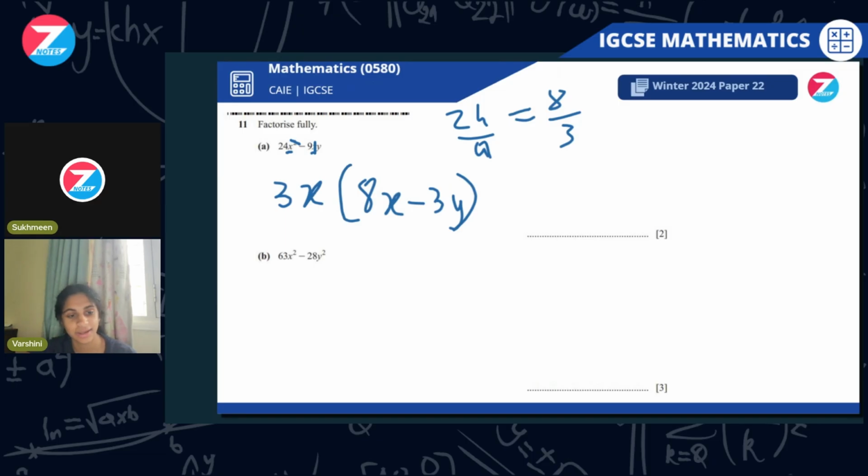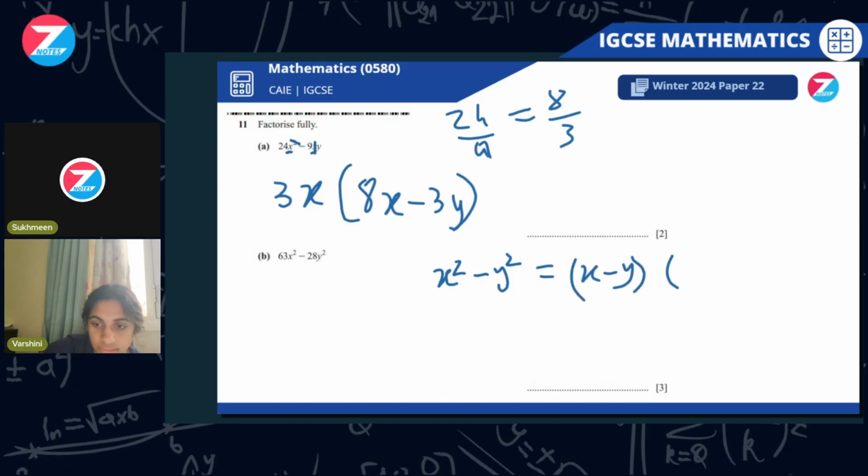Okay, yeah. So next we have 63x squared minus 28y squared. So this looks something like our formula, which is x squared minus y squared equals x minus y into x plus y. So the numbers do look a little confusing. So first we need to take out the common number. So again, just do 63 by 28 in your calculator, and you'll get 9 by 4.